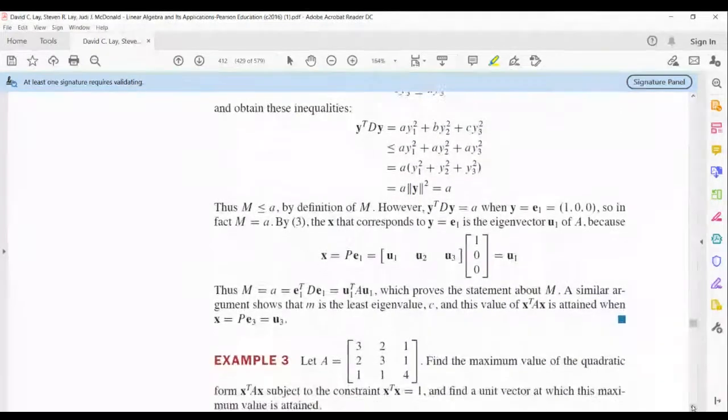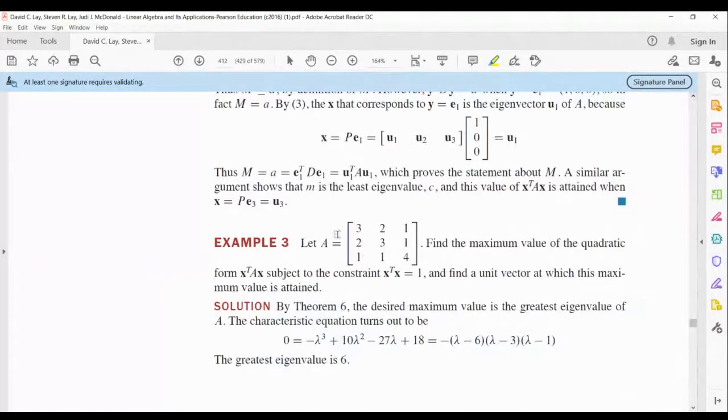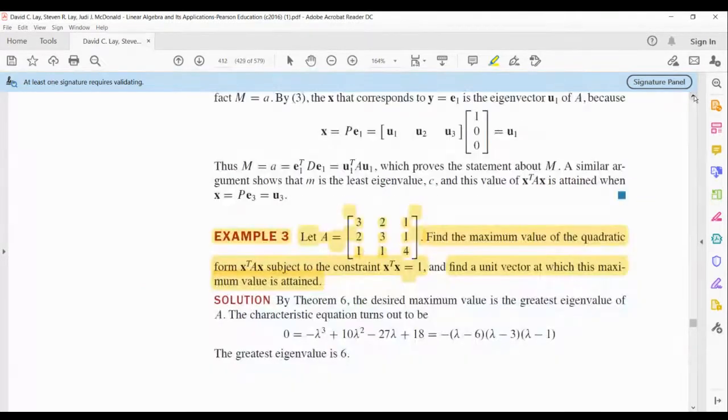Okay, so example 3. Here we have a 3x3 matrix, and we want to find the maximum value of the quadratic form subject to the constraint that the norm of the vector equals 1. And we want to find a unit vector at which this maximum value is attained. So by theorem 6, the maximum value is the greatest eigenvalue of A.